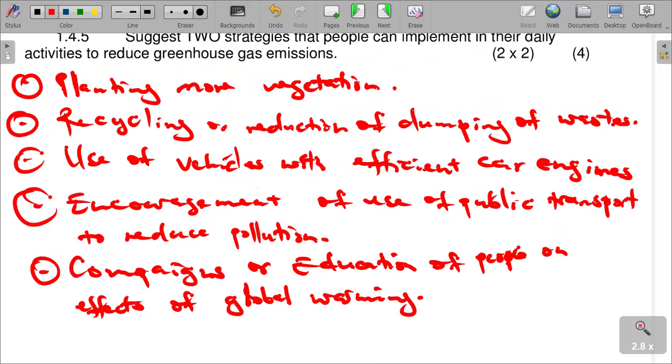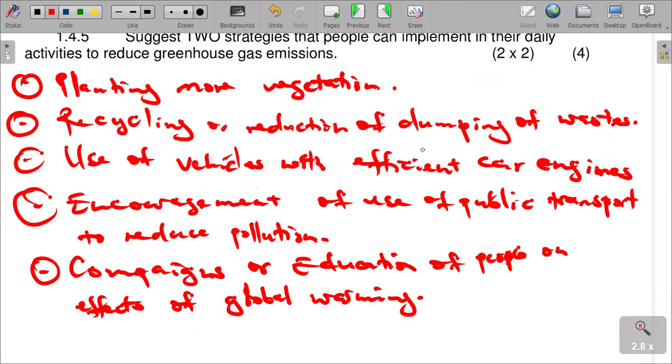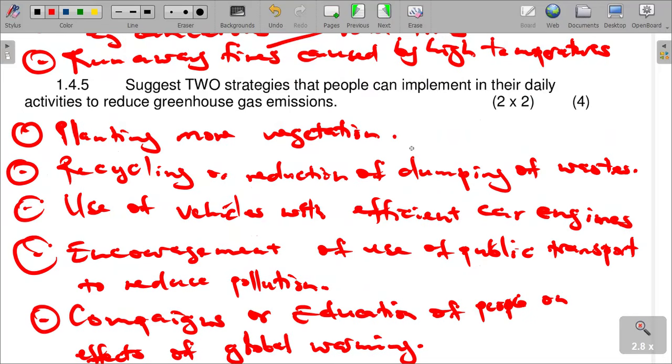the problems to do with what? With greenhouse gases. We can also talk about use of any other sources of fuel which are environmentally friendly, which can be gas, or solar energy. So we can talk about solar energy, which is better in terms of emission of the pollution gases that we are talking about.